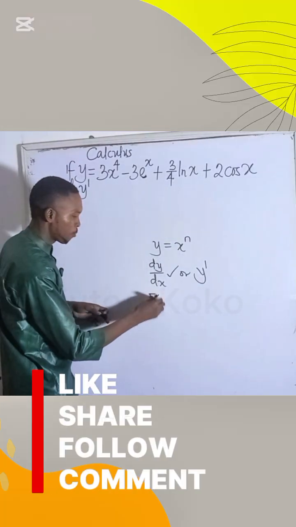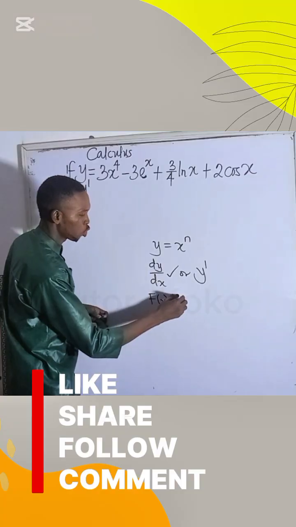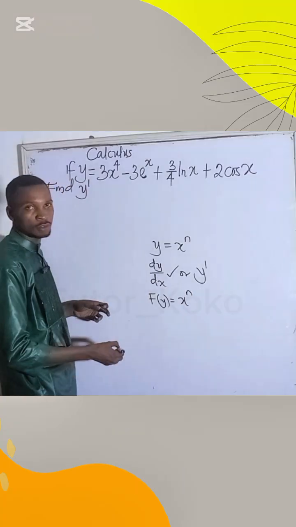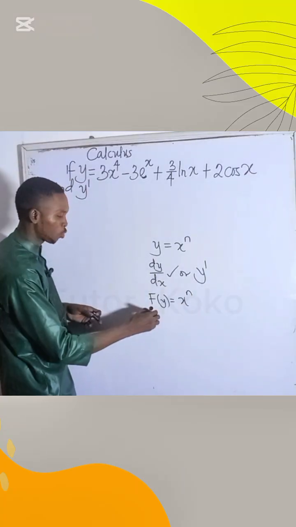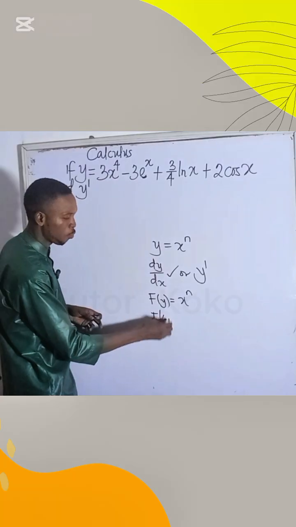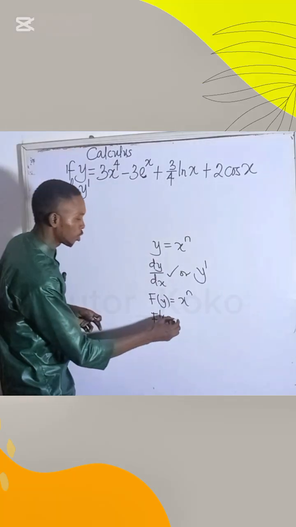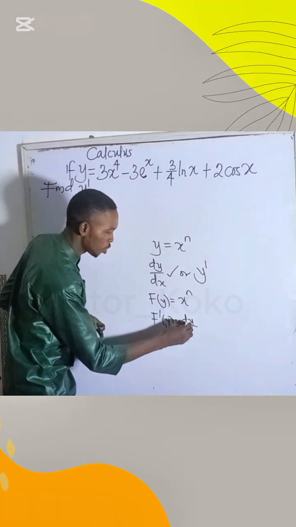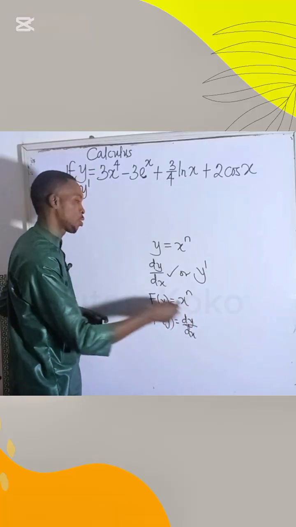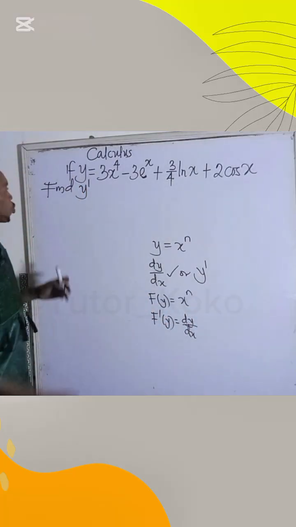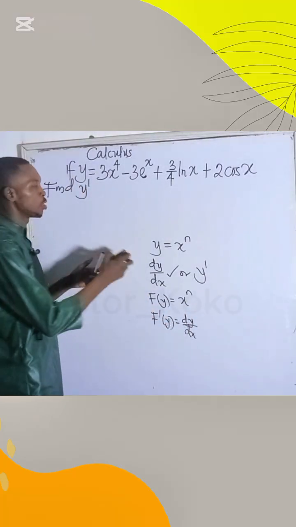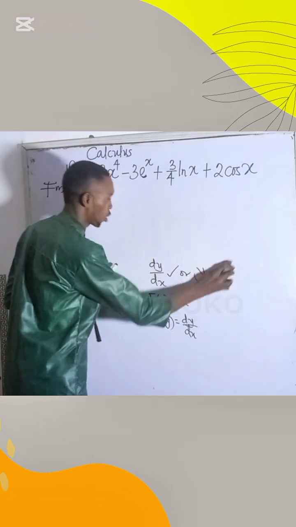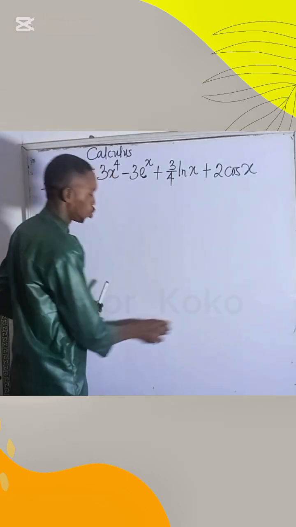All right, sometimes it can be like this. If f of x is equal to x to the power of n, you can also differentiate to find what? f prime of x. It's still the same thing as dy/dx, right? All right, so understand. When you see this, it simply means dy/dx. So that is what I'm trying to show you right there.